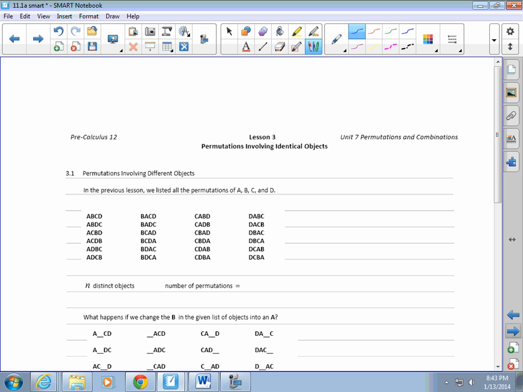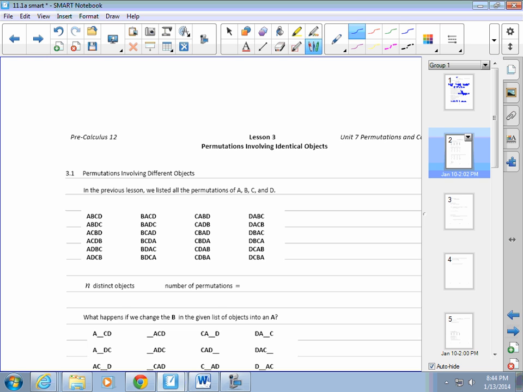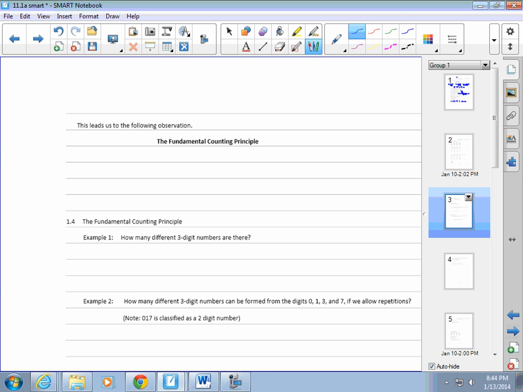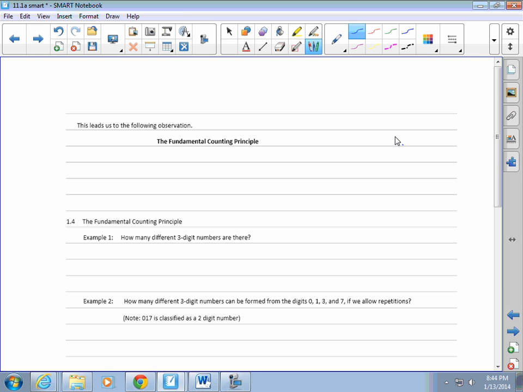My pages seem to be out of order here. One second. This leads us to the following observation. I'm not sure where that page is going to be. We'll stick it in later.